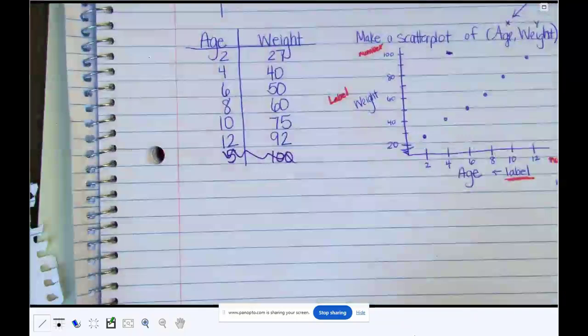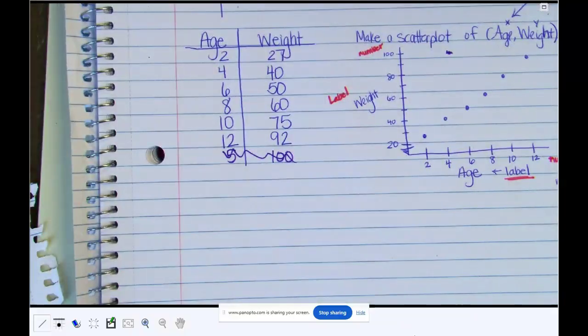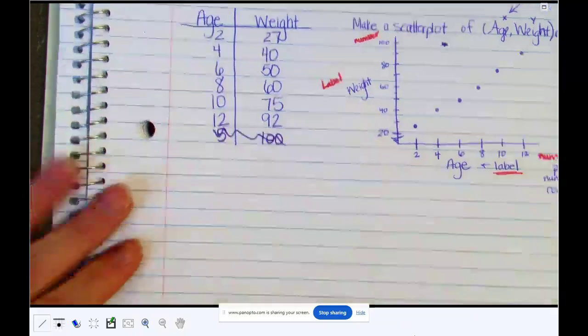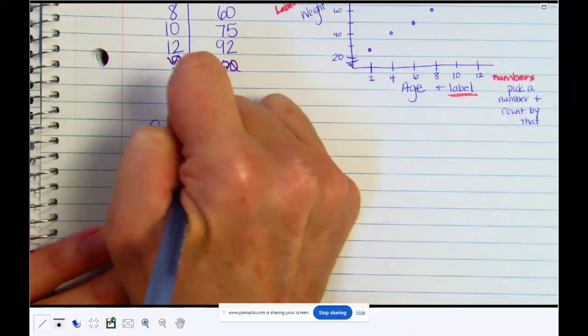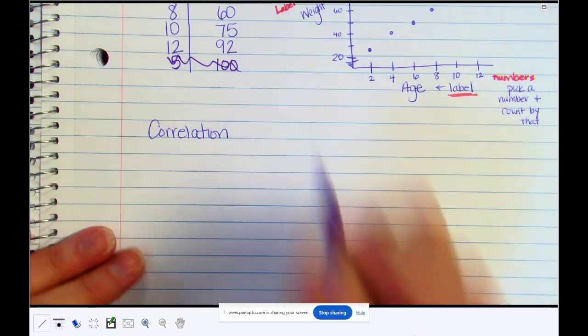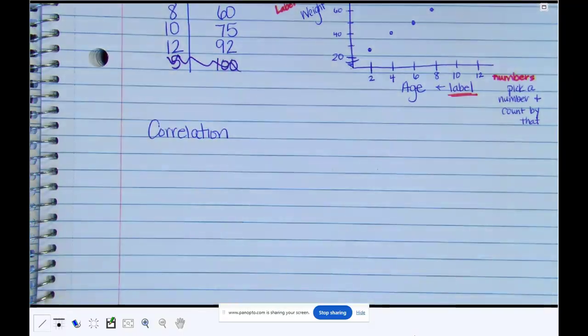Anyway, so go back to your paper notes. Hold on to this one. You're going to use it again in a minute. Now you know. It's a scatter plot.